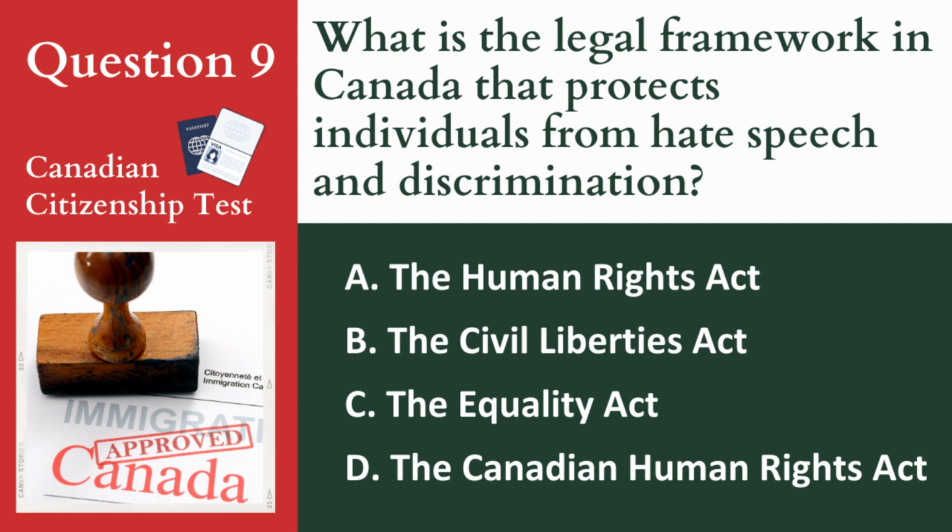Question 9. What is the legal framework in Canada that protects individuals from hate speech and discrimination? A. The Human Rights Act. B. The Civil Liberties Act. C. The Equality Act. D. The Canadian Human Rights Act. Answer. D. The Canadian Human Rights Act. The Canadian Human Rights Act sets out to protect individuals from discrimination and hate speech based on race, gender, disability, and other grounds.